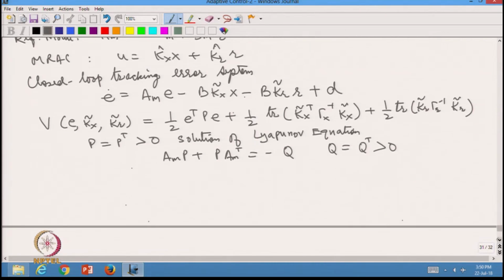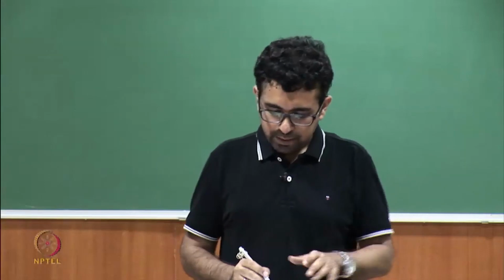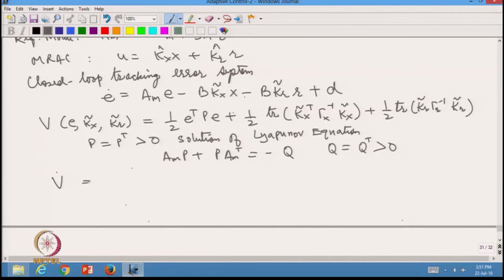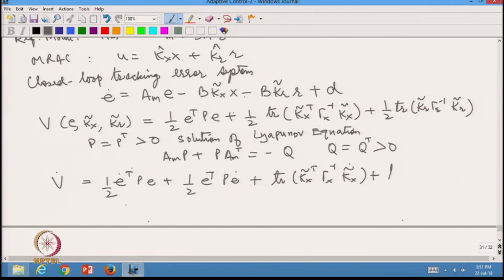Okay. So now, this function is positive definite, radially unbounded, decrescent. We go ahead and take the time derivative. I will skip a few steps here. The terms include X tilde dot and K_r tilde transpose Gamma_r inverse K_r tilde dot. These Gamma_x and Gamma_r are also positive definite matrices.